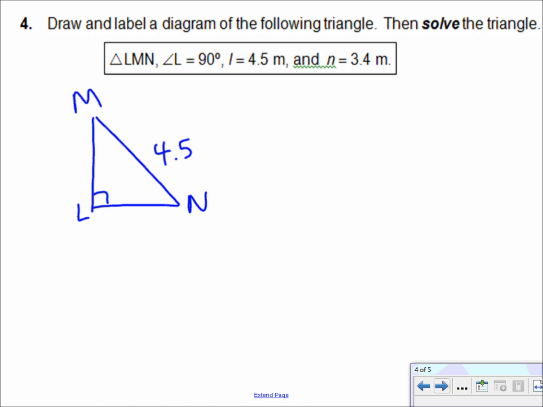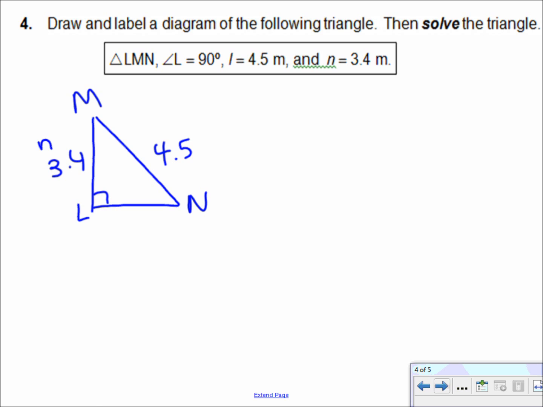I'm just going around in a circle around my triangle. So side length N is across from that, and it is 3.4. Remember, you have an angle and it always opens to that side. So if this is angle N, then this is side N because that angle opens to its own side. Okay? And that's all I have, right? Do I have anything else?